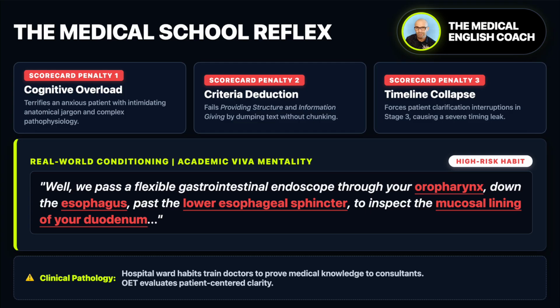Scorecard penalty 1, cognitive overload: terrifies an anxious patient with intimidating anatomical jargon and complex pathophysiology. Scorecard penalty 2, criteria deduction: fails providing structure and information giving by dumping text without chunking. Scorecard penalty 3, timeline collapse: forces patient clarification interruptions in stage 3, causing a severe timing leak. Remember, OET evaluates patient-centered clarity.